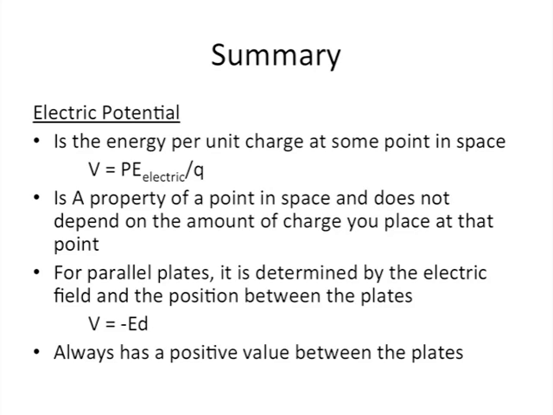In summary, electric potential is the energy per unit charge at some point in space. Electric potential is a property of a point in space and does not depend on the amount of charge you put there. For parallel plates, the electric potential is determined by the strength of the electric field and the position of the point you're looking at between the plates. So V equals -E times D. And remember that electric potential always has a positive value between the plates.